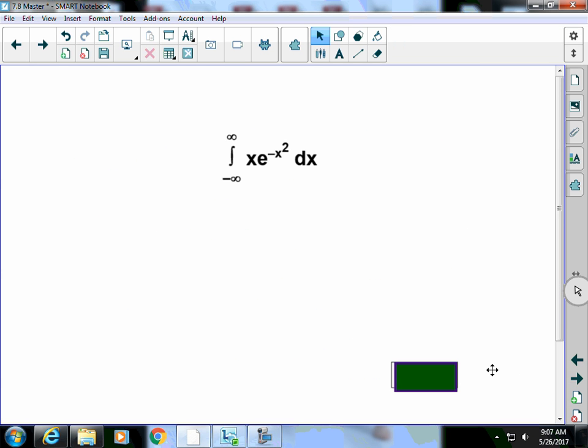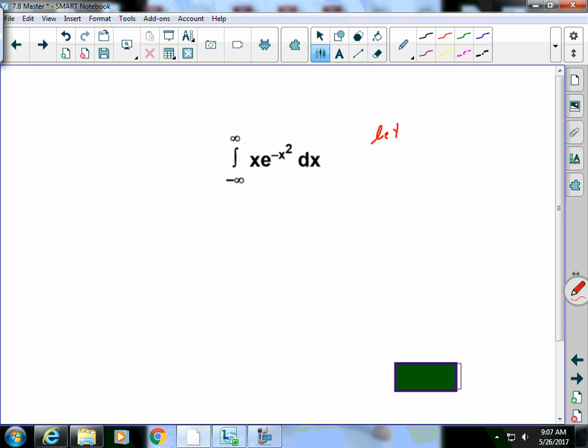So now we're going to look at this problem, and again I can break it apart. First I'm going to do a u substitution. Let u equal minus x squared. du is equal to minus 2x dx, or minus 1 half du is equal to x dx. And that's good because here's my x and there's my dx. So I have the integration from negative infinity to infinity of e to the u du, and I have a minus 1 half out front.